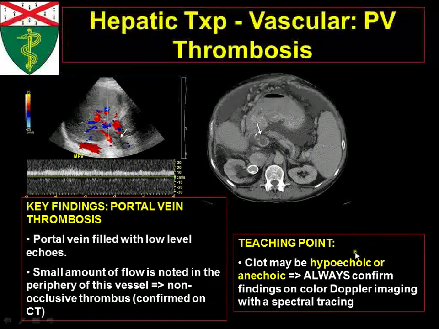The only teaching point I'll make here is that sometimes clot may be very hypoechoic or in fact anechoic, so it looks like there's fluid in there. On grayscale imaging at least, it looks like that portal vein is open. But you always want to confirm on color imaging and spectral waveform, because clot in its acute forms can look that way, and you shouldn't be reassured that there's no clot inside it. You need to do color and spectral Doppler imaging as was done over here.